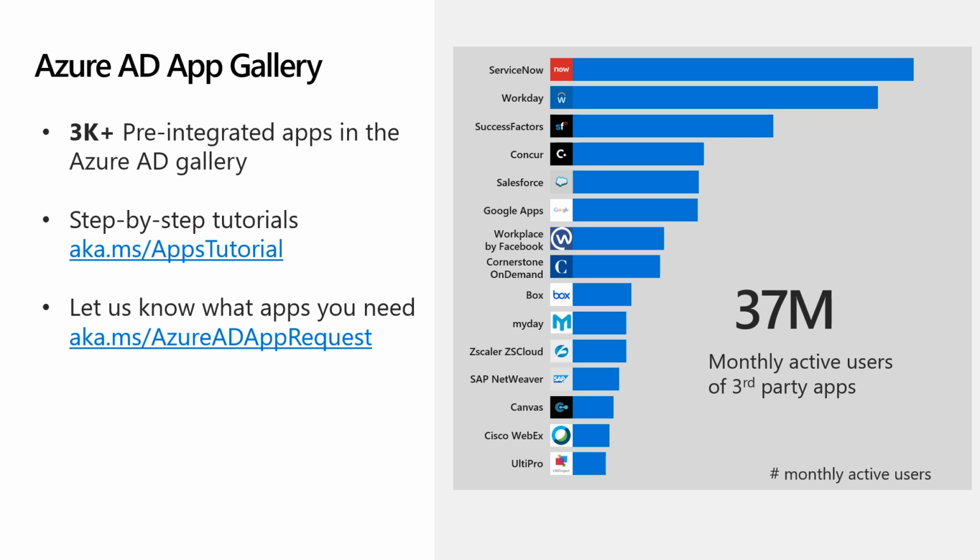As I said in the agenda, there is a program which Microsoft runs through which you can request us to add applications into the gallery. And the link aka.ms/azure-ad-app-request will provide you all the information about how that program works. Today on Azure Active Directory as a platform, there are 37 million monthly active users who are using different third-party SaaS applications with us. This is an active count and it is growing super fast.